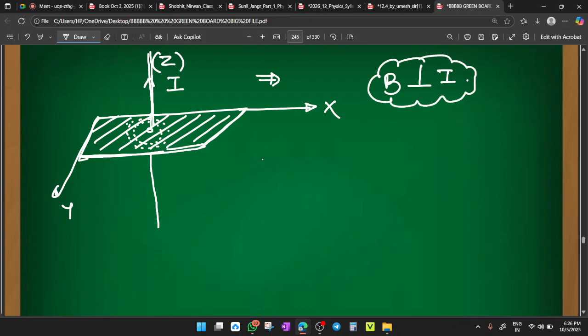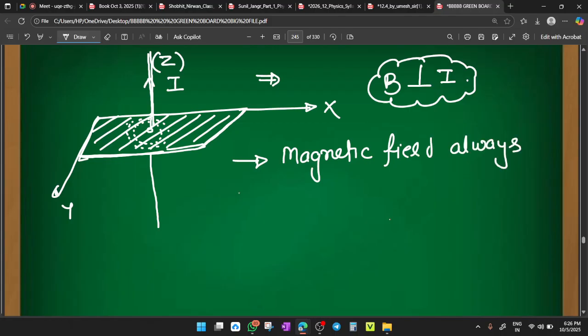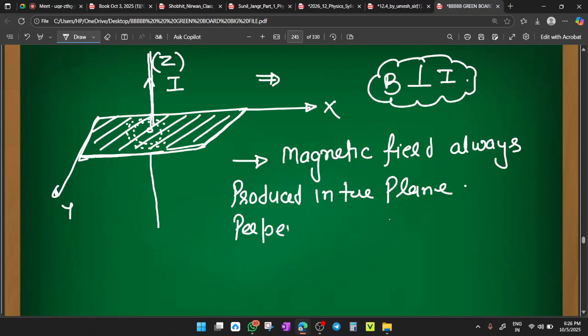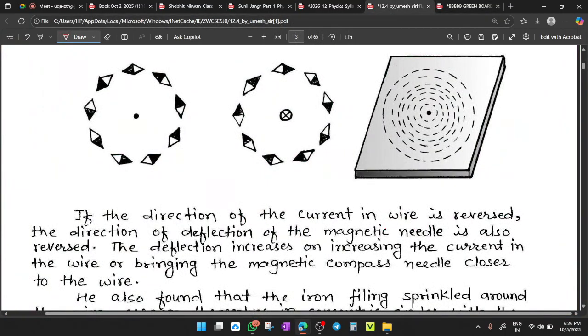So note it down. Magnetic field is always produced in the plane perpendicular to the electric current. Okay? Produced in the plane perpendicular to electric current. Clear? Yes. So this is the observation of Oersted.